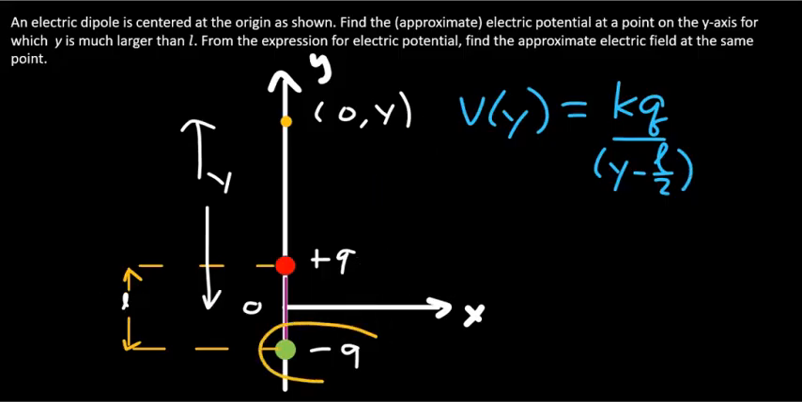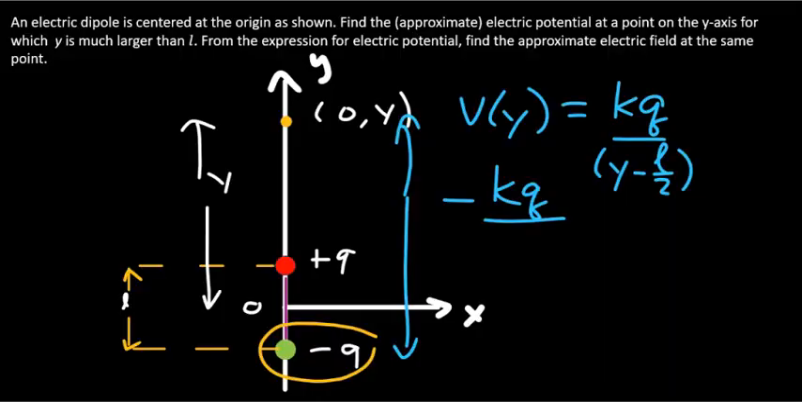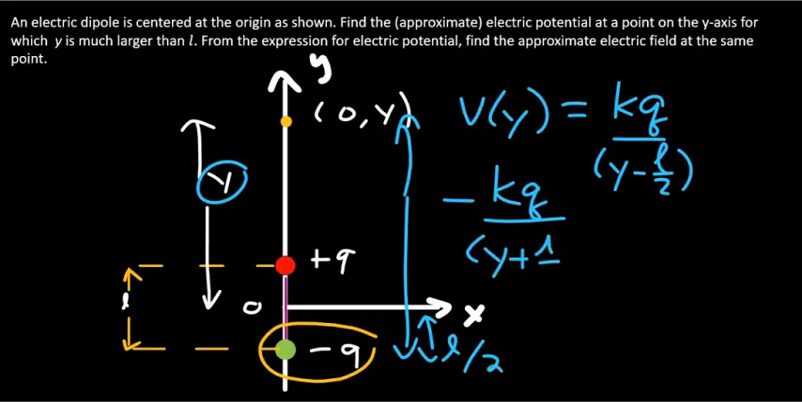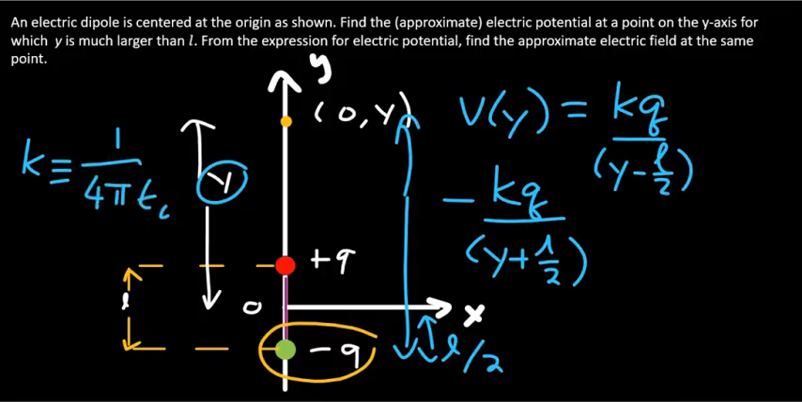Now the second contribution, the negative charge. So that is represented by a negative term because it's a negative charge, kq, over that entire distance, which is y plus that distance, which is just L over 2. So you have y plus L over 2. Now we note K is the Coulomb constant, which is 1 over 4 pi epsilon naught.